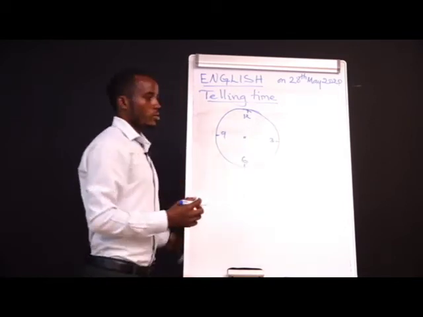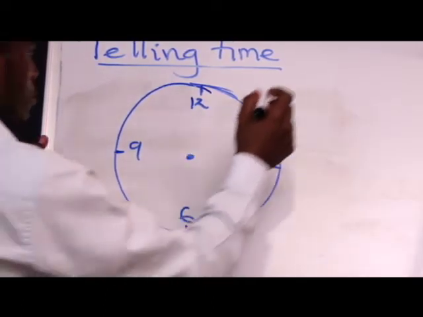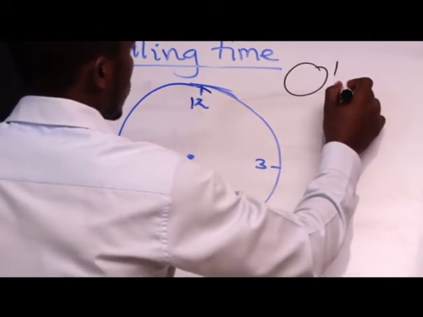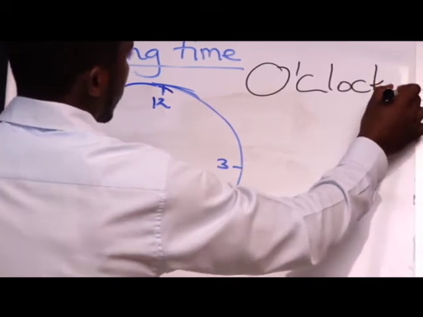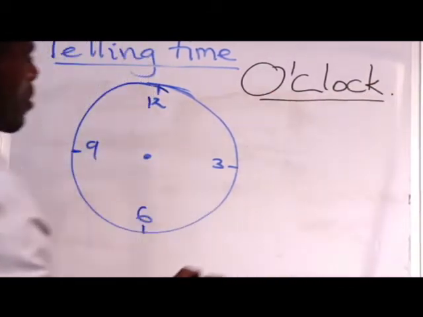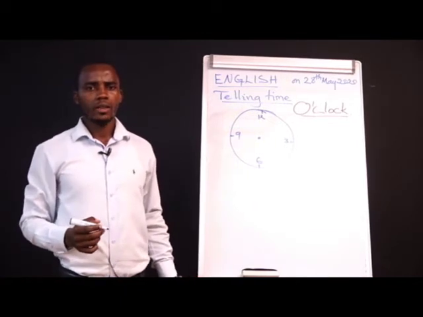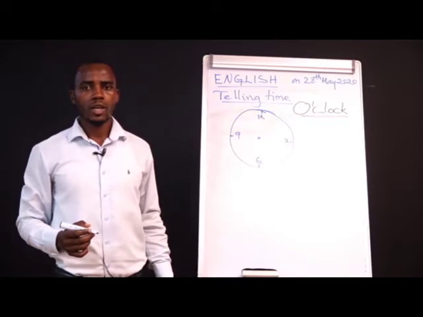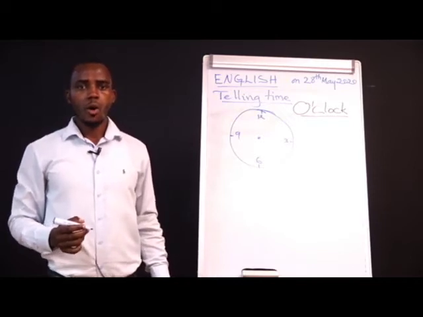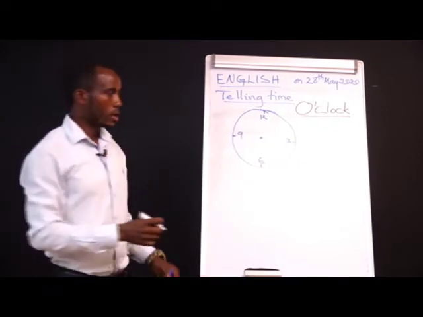So today we are going to talk about when someone says o'clock. O'clock. What is the meaning of o'clock? You say o'clock when the minute hand points to 12. That's when we say o'clock. Repeat, o'clock. Thank you very much.